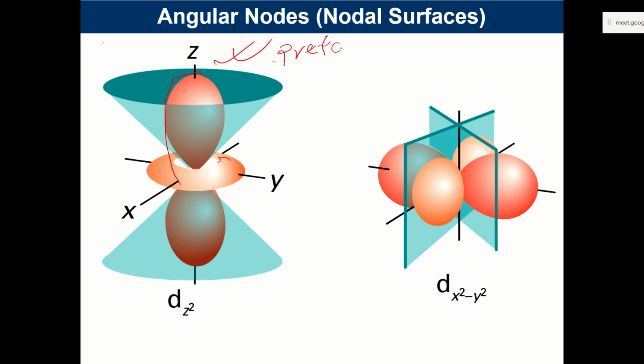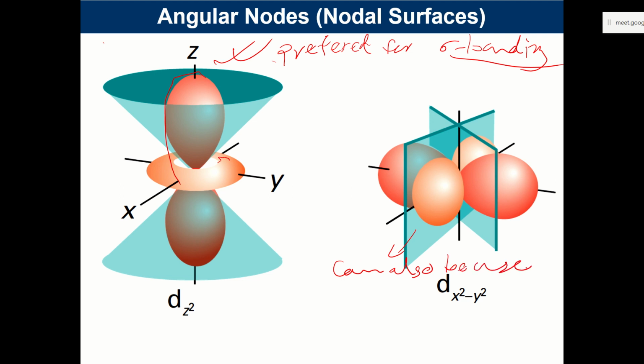Because in the line joining two nuclei you are putting greater electron density when you use the dz square orbital, because along the z axis you have increased electron density as compared to any other orbital. This can also be used for sigma bonding, but that one is preferred. Why it is preferred? You now know that.